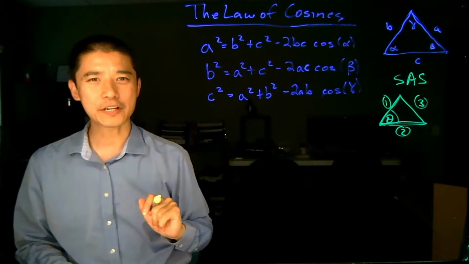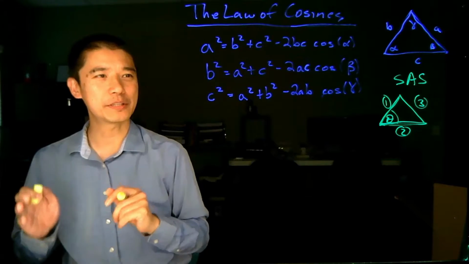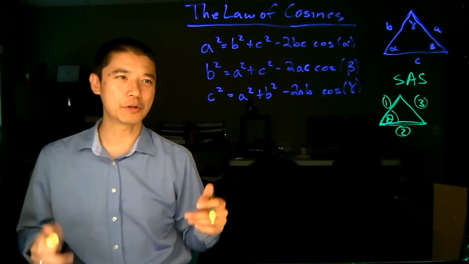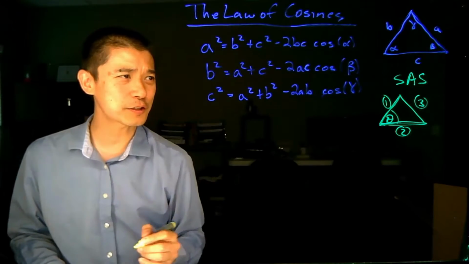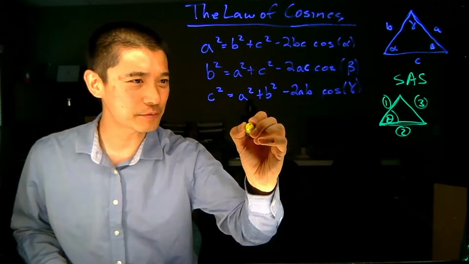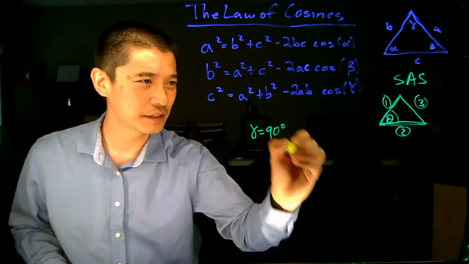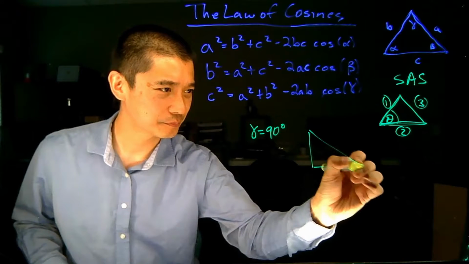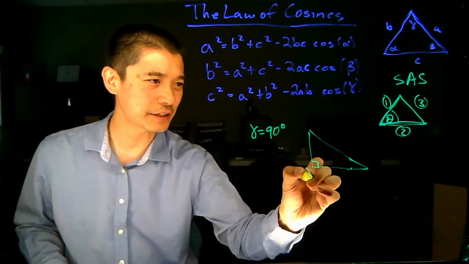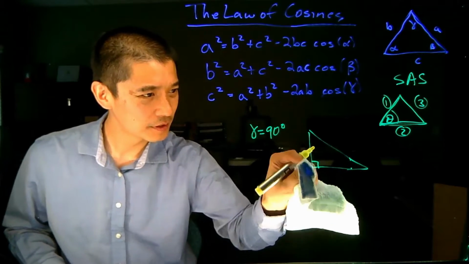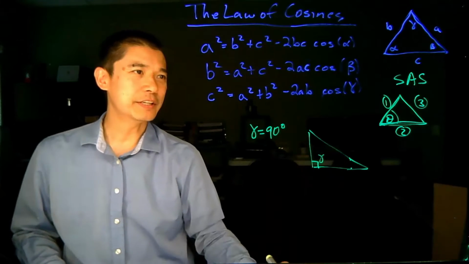Now, the law of cosines is sometimes called the generalized Pythagorean theorem. And so the question is, well, what does that mean? Let's take a look at this bottom one right here, except let's take the case where gamma is equal to 90 degrees. So our picture looks like this. That is our gamma in here.